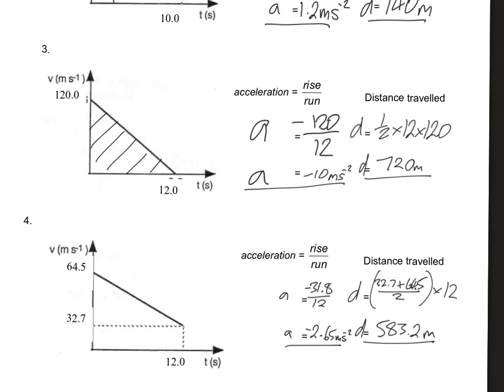Then to calculate the distance, again, it's this area, the total area, all the way down to the horizontal x-axis there. So I've calculated that as the area of the entire trapezium shape, and so it's the average height, which is the average of 32.7 and 64.5, times the base, which is 12. So there's the maths there, and you should get 583.2 meters.